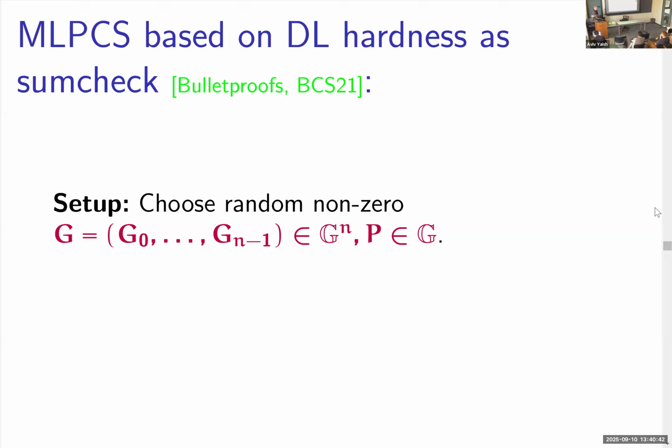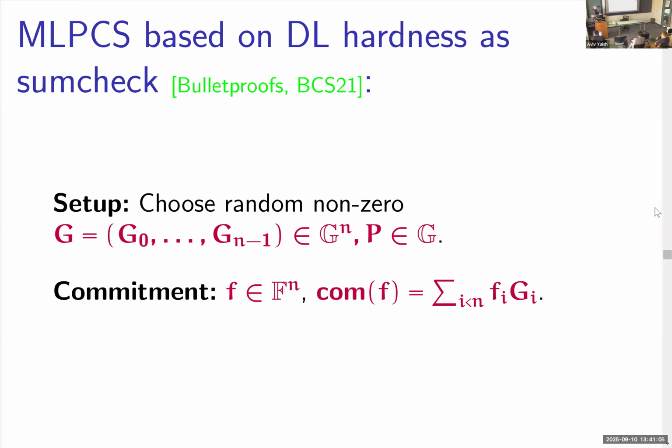So specifically, we're going to look at a multilinear polynomial commitment scheme based on Bootle proofs. First, we have a setup stage where we choose a bunch of random generators. And now what's the commitment to a vector f going to be? It's just the Pedersen commitment with the generators g_i, the sum of f_i g_i.